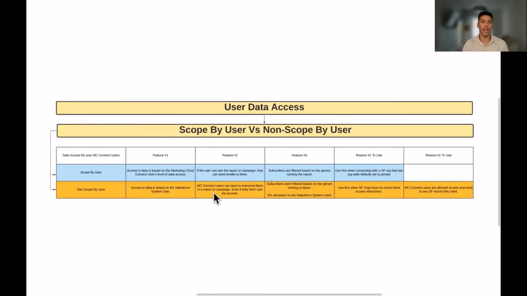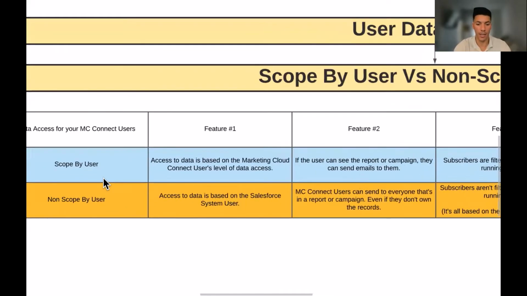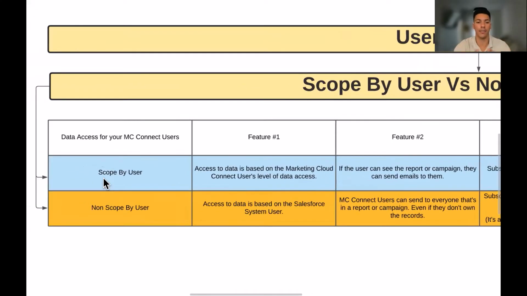We want to understand two or three important prerequisites before we even get into setting up Marketing Cloud Connect. The first thing, and this can come in any order, is scope by user versus non-scope by user. Scope by user is a very important aspect for the level of access that your users can actually see. Everything inside of Salesforce really comes down to data. All we're putting into Salesforce or Marketing Cloud is data. So we need to make sure that data is secured.